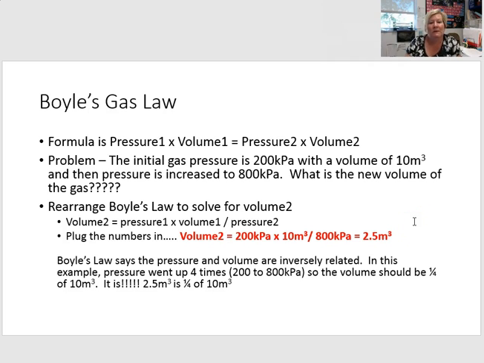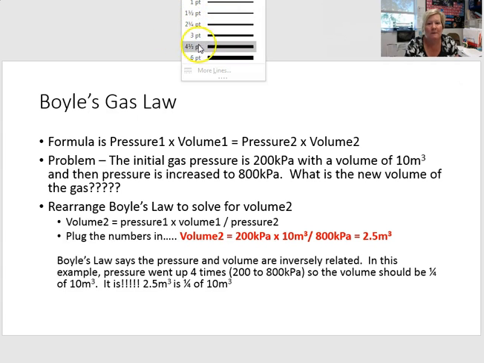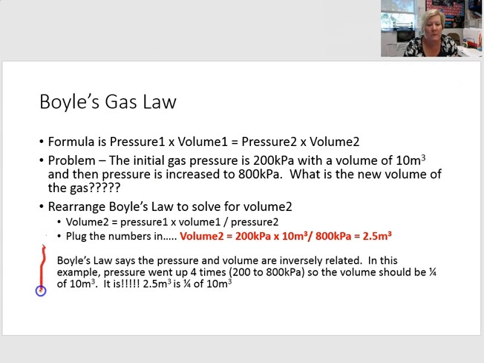Let's talk about the gas laws. We're going to start with Boyle's gas law. And Boyle's gas law says the pressure and volume of a gas are inversely related. That means as pressure increases on a gas, its volume will decrease. And logically, that should make sense to you, because the gas molecules are so far apart that when you compress it, it's easily compressible. Gases are easily compressible due to the fact that their molecules are far apart.